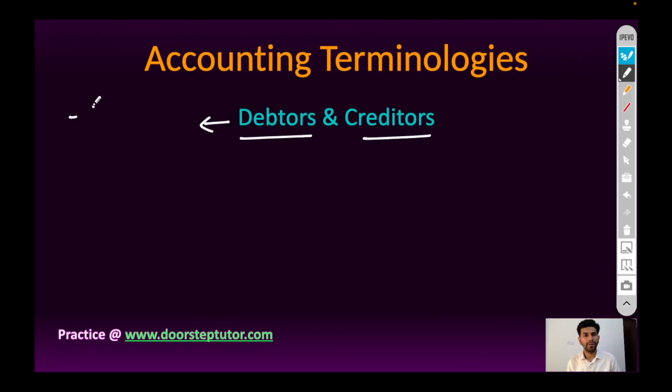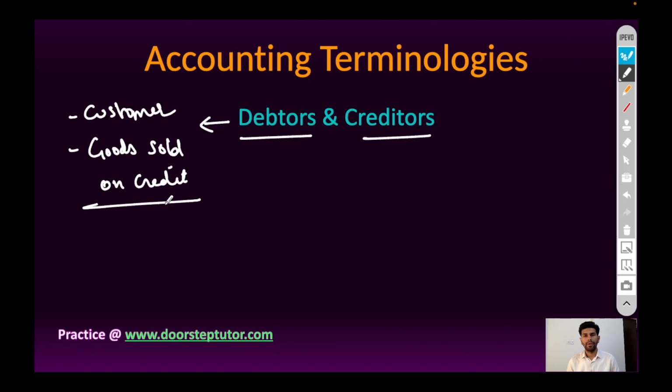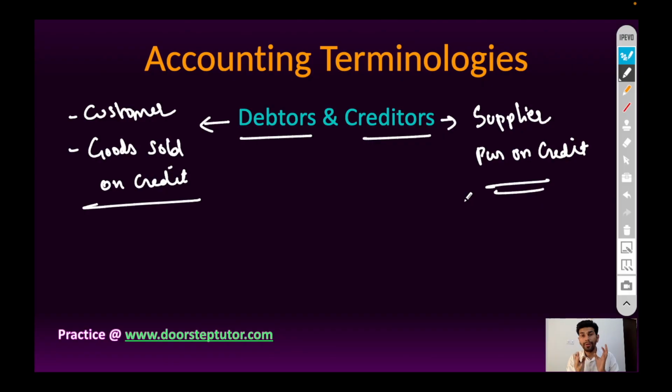Next is debtors and creditors. A debtor is a customer to whom goods are sold on credit. On the other hand, a creditor is a supplier from whom goods are purchased on credit and the amount is payable. So a debtor is the customer to whom goods are sold on credit and money is receivable, and a creditor is a supplier from whom goods are purchased on credit and money is payable.